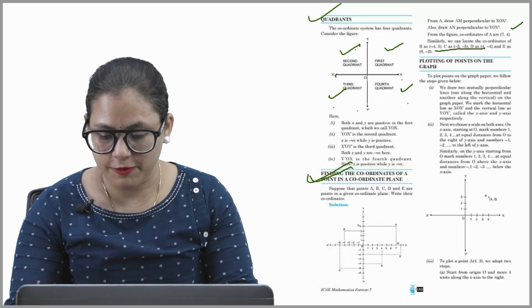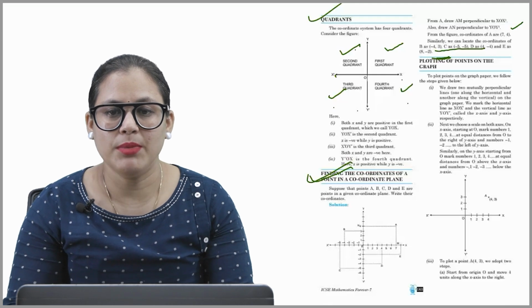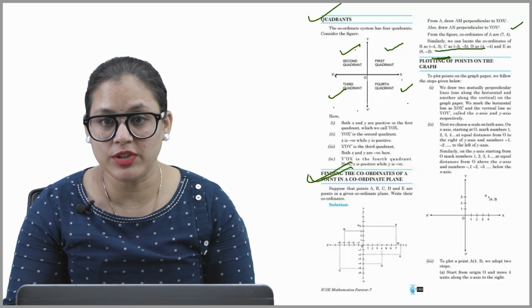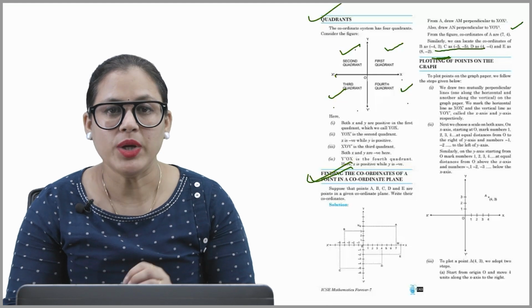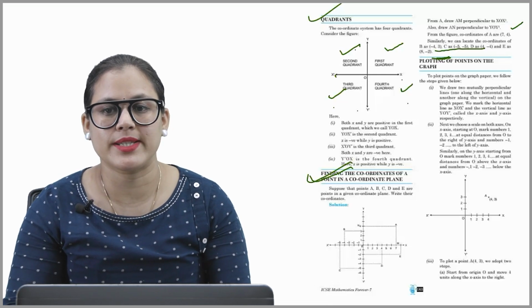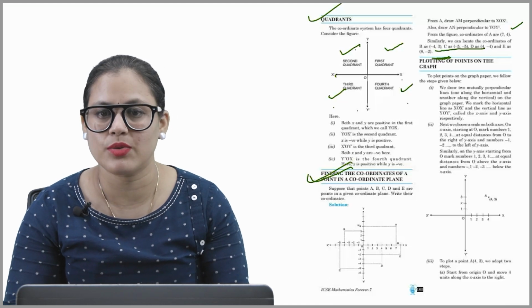Plotting of points on the graph. To plot points on the graph paper, we follow the steps given below. Number 1, we draw two mutually perpendicular lines, one along the horizontal and another along the vertical on the graph paper. We mark the horizontal line as XOX' and the vertical line as YOY', called the x-axis and y-axis respectively.